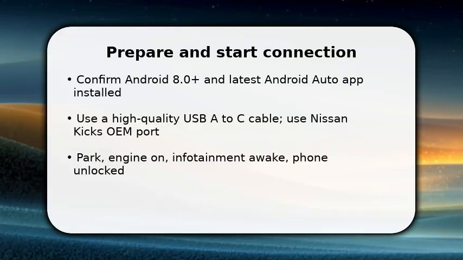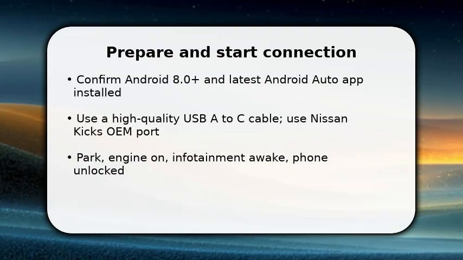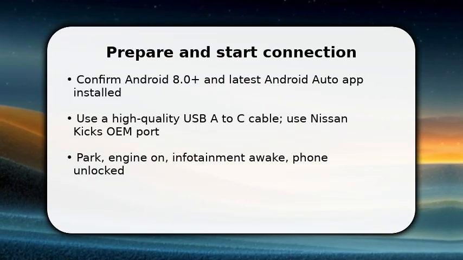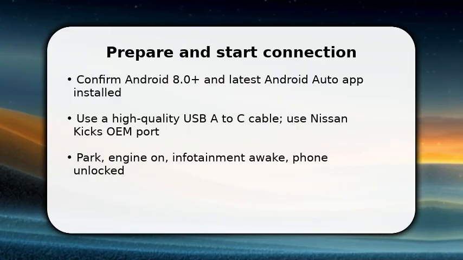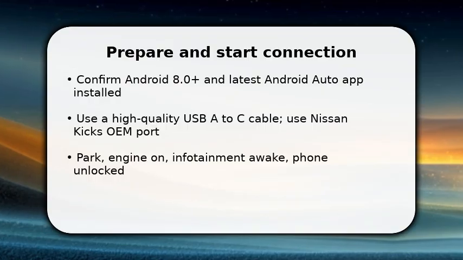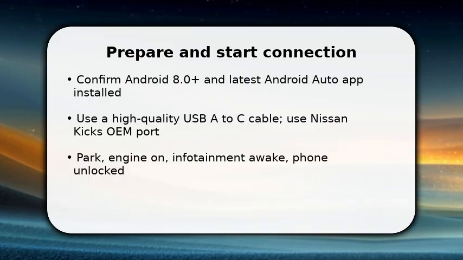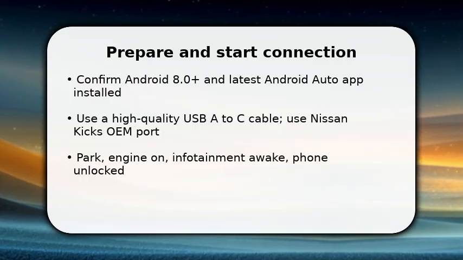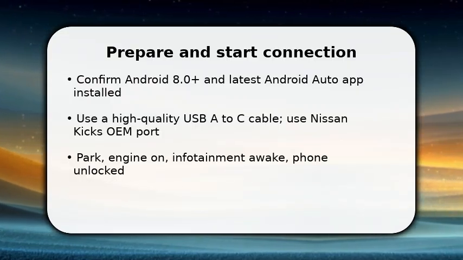You'll start by confirming the essentials. Your phone runs Android 8.0 or newer, and the Android Auto app is updated. Once done, use a high-quality USB cable, prefer OEM or braided data cable, and plug it into the Nissan Kicks USB port while the car is parked and the ignition is on. Make sure your phone is unlocked and screen awake.